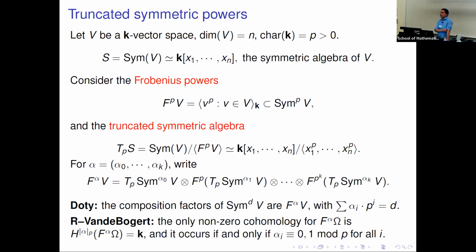Okay, and so that gives you the bijection between these composition factors that contribute to cohomology, and then the p-adic expansions where digits are 0, 1. Okay.